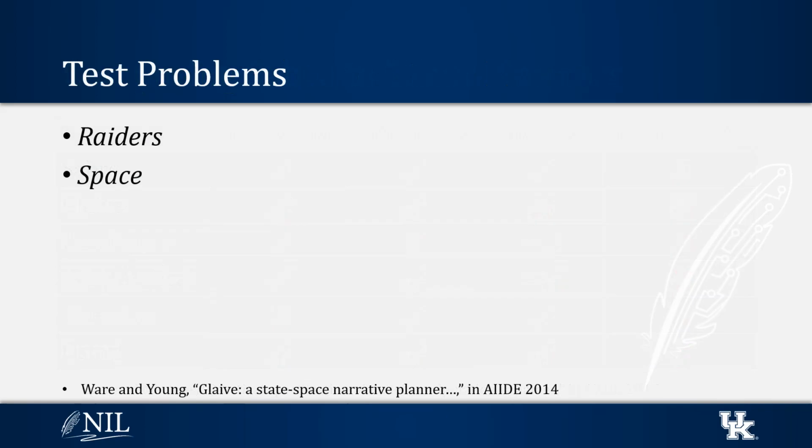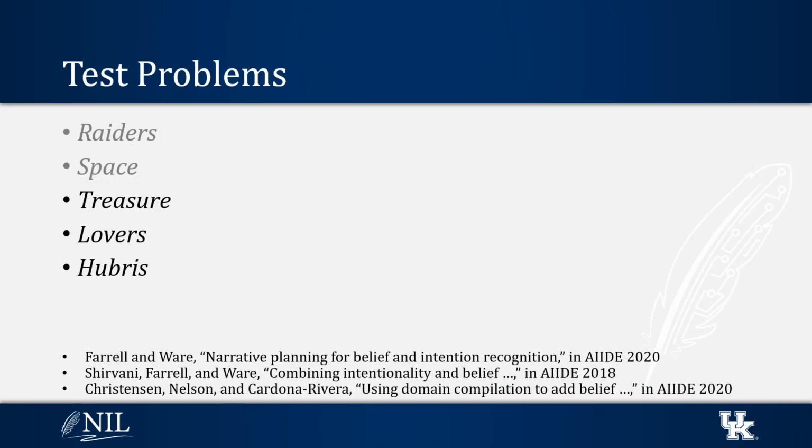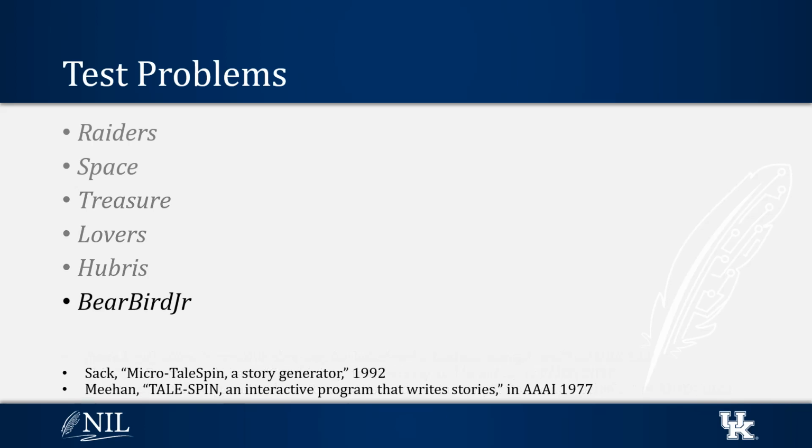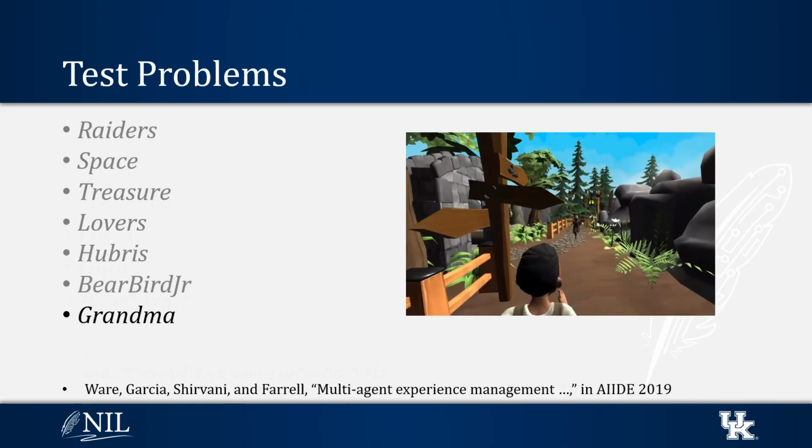To get some of our benchmark planning problems, we took problems from Glaive and added belief. Some other existing benchmarks were already designed for combined belief and intentionality models. We wrote one domain to imitate a subset of the story space from the classic story generator Tailspin. And one comes from the narrative game featuring our hero Tom from earlier.